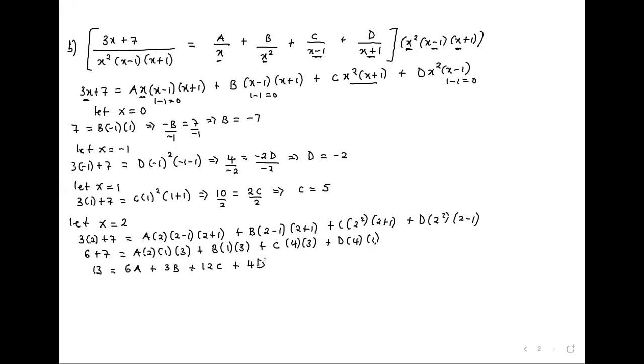But we know what b is. So we substitute. So we have 13 is equal to 6a plus 3. What is b? B is -7. Plus 12. What is c? C is 5. Plus 4. What is d? D is -2.